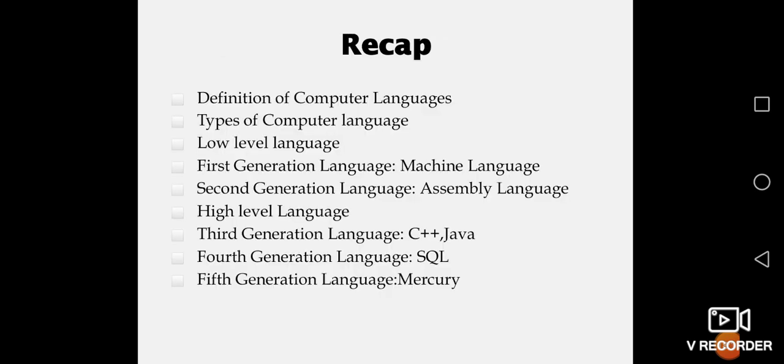This is a recap of what we learned. You know the definition of computer languages, and you know the various types of computer language. A low level language, first generation language, we know is machine language, that means zeros and ones. Second generation language includes assembly language. High level language includes third generation language, in that we saw C++ and Java. Fourth generation language includes SQL, and the fifth generation language includes Mercury. All these things we have seen.